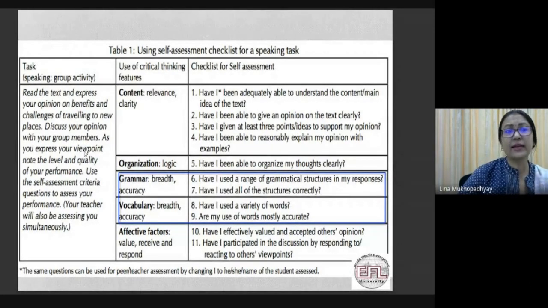So for this kind of task, what assessment rubrics can I prepare? Here I have used an example of a self-assessment checklist, which can also be used by the tutor or the peers. First we look at the content features and the organizational features, and then we look at the language features, grammar and vocabulary. And lastly, we look at the affective features.